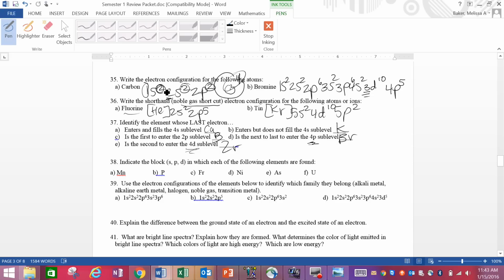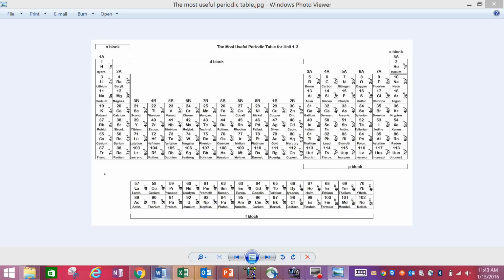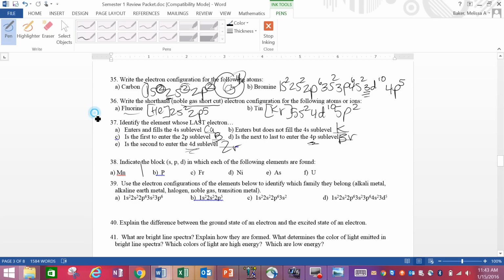Indicate the block in which each of these elements is found. So you just need to look on here, for example, Mn is in the D block. Okay? And if you look where phosphorus is, it's in the P block. Francium is in the S block. Nickel, also a transition metal. Arsenic in the P block. And uranium is at the bottom in the F block. Don't worry about writing configurations that include things with the F block.